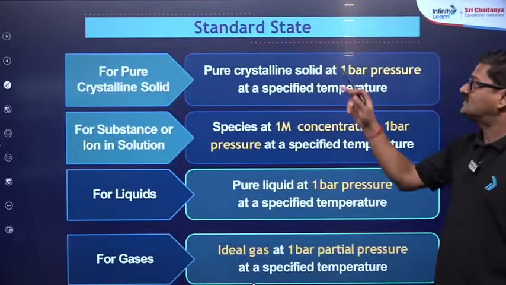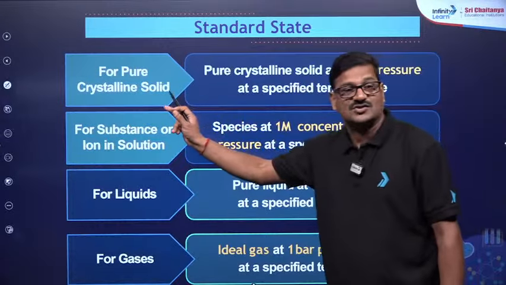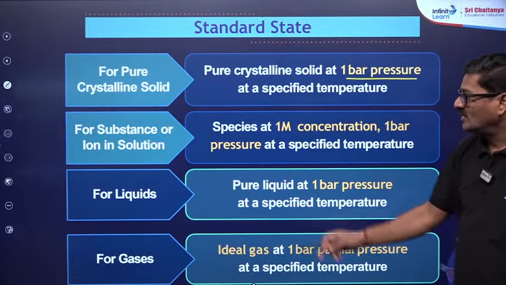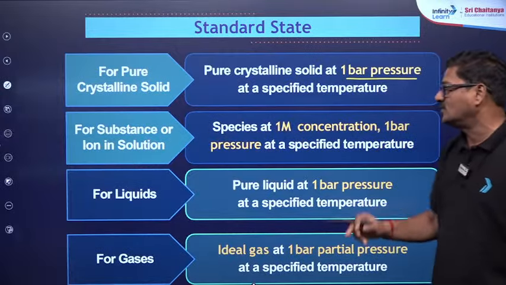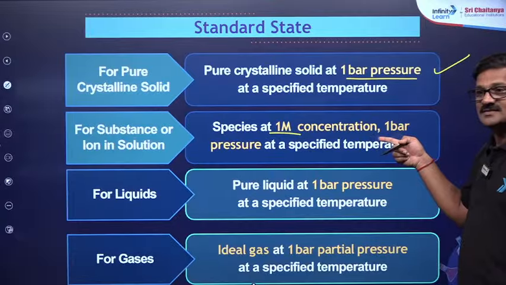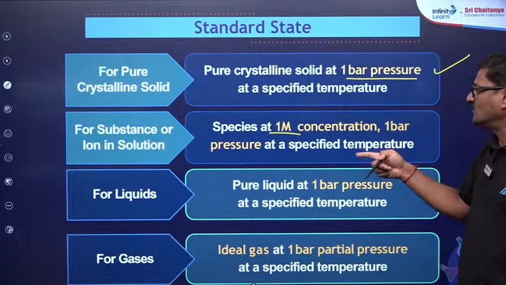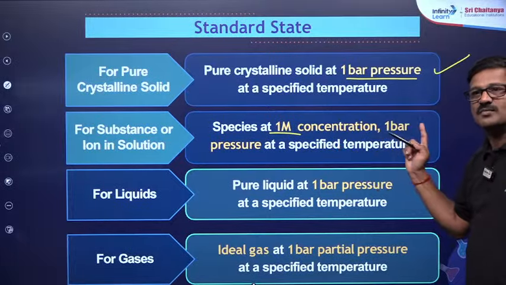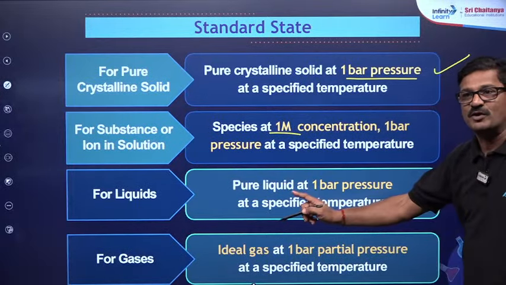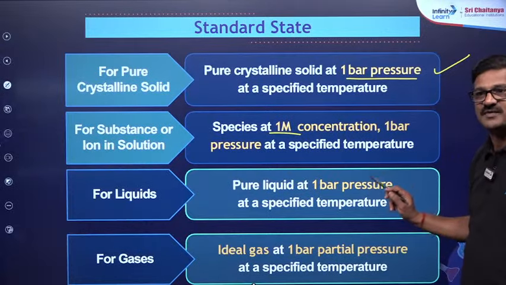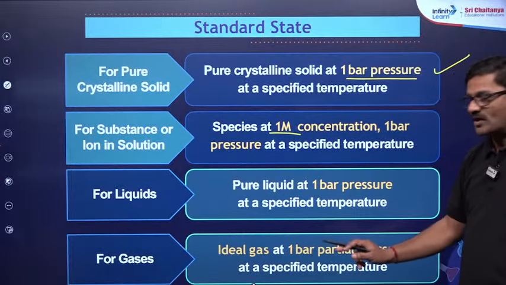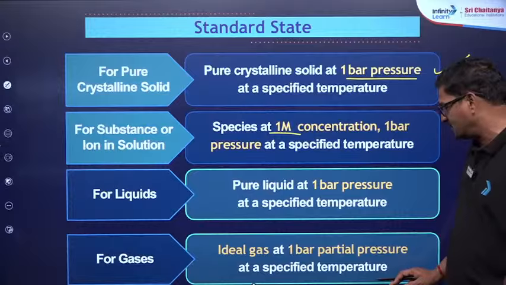Moving ahead, the standard state for a pure crystalline solid is 1 bar pressure at a specified temperature, and for a substance or an ion in a solution it should be 1 molar concentration. Everybody knows this, but nobody knows this. It is given in the textbook. When the concentration is 1 molar at 1 bar pressure at a specified temperature, it is a standard state. For a pure liquid, it is 1 bar pressure at a specified temperature. For gases, it is the ideal gas at 1 bar partial pressure and the specified temperature.